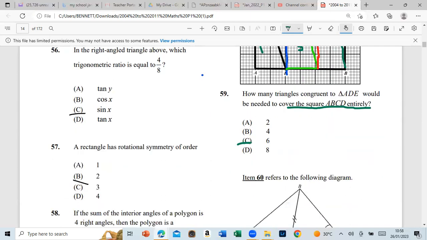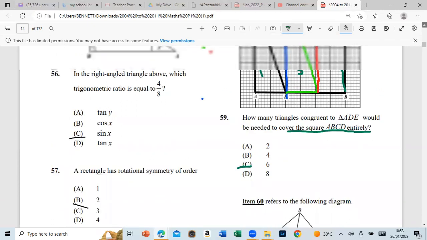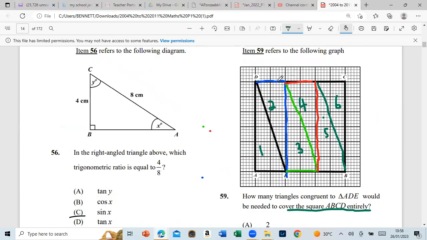Alright, so notice, I just did it. It's the same, right? It's the same size. They're all congruent. Same everything. Alright, let's go now.